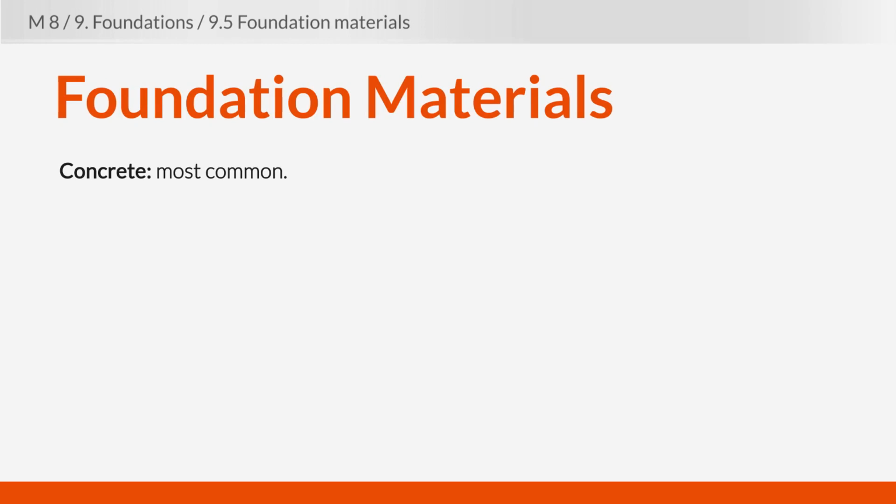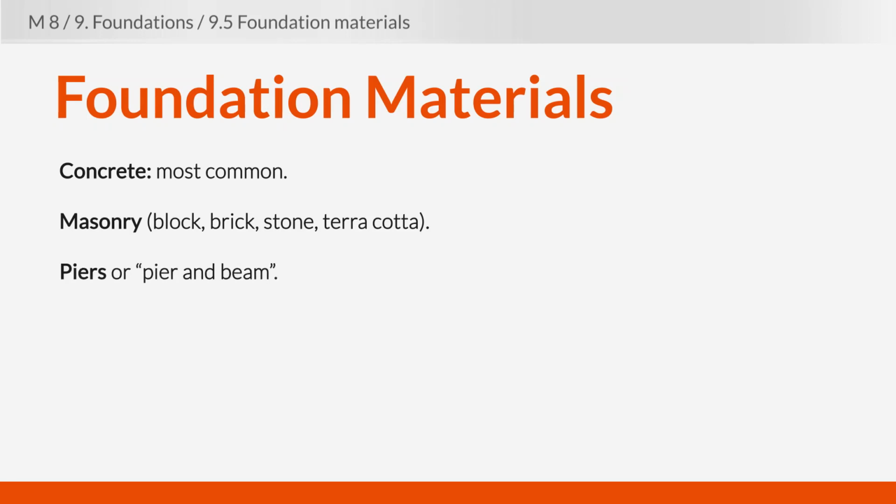Foundation materials vary. Concrete is by far the most common, especially the most common used today. Over the years, we've used different types of masonry for a foundation, whether that's concrete block, brick, stone, or even terracotta, which is sort of a clay material. Some foundations are actually piers, sometimes known as pier and beam construction. This is common in wet areas or marshy areas, or right along rivers or lakes.